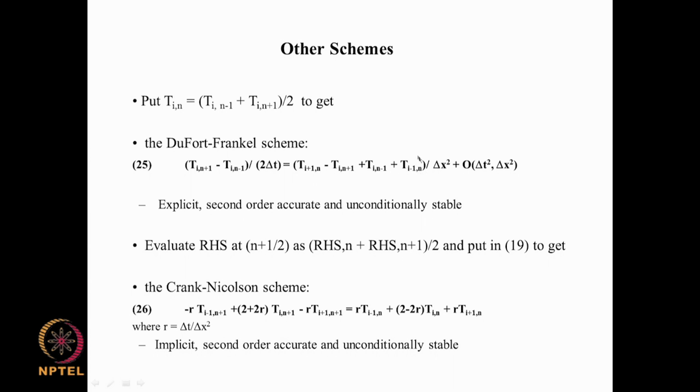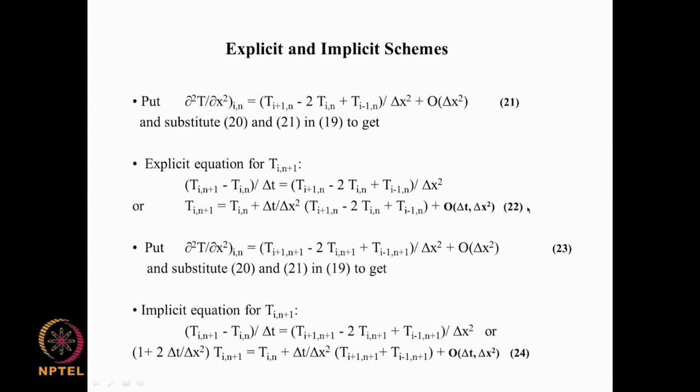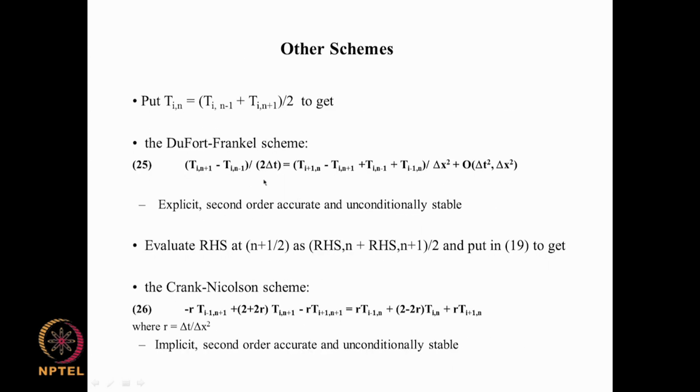T i minus 1 n, this is old value. So, the resulting expression here, 25, is an explicit way of calculating T i n plus 1, just like in the case of equation 22 here, except that this is second order accurate in time. In a way, you can see that it is involving time values of n plus 1 and n minus 1 here. So, that makes it in a way second order accurate, which we can demonstrate through Taylor series expansion, and we need to do that demonstration in order to get the proper accuracy.